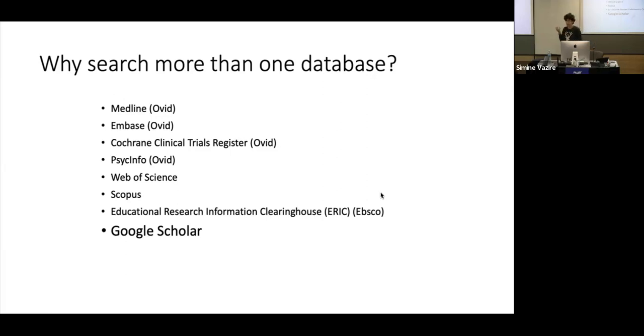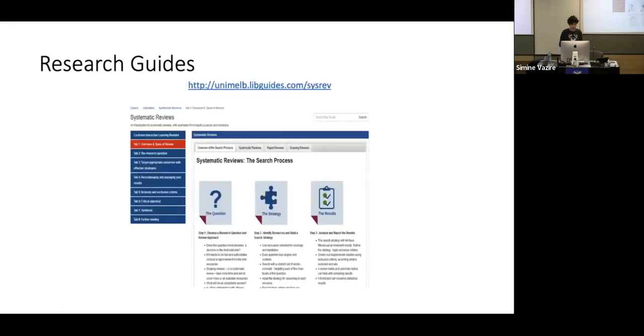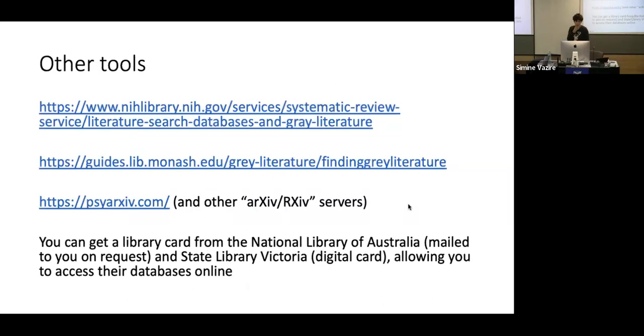And there's evidence showing that when you search the same keywords and same scope in different databases, you get non-overlapping search results. So it's really important that you search different databases. Again, the library has really good guides if you want to do a really thorough systematic review. And there are other tools as well, so you can search using these other tools.